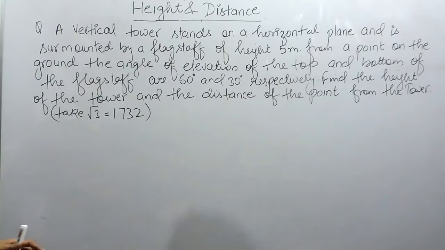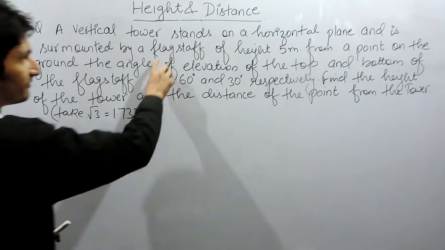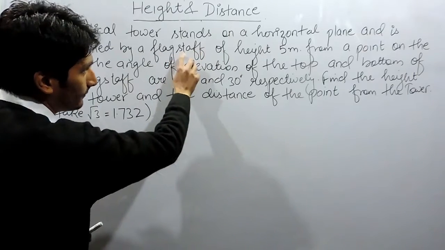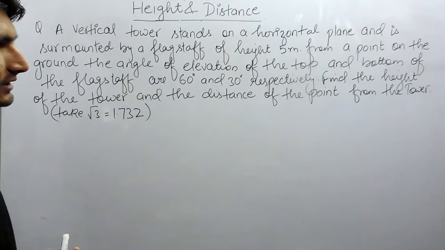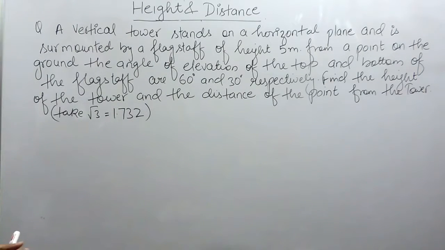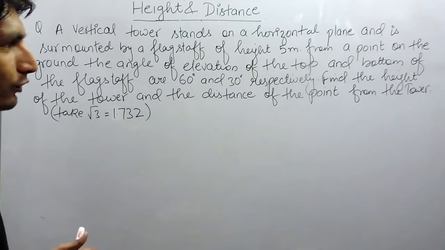In this, a vertical tower stands on a horizontal plane and is surmounted by a flagstaff. So this is important here. The flagstaff is of height 5 meters. From a point on the ground, the angles of elevation of the top and bottom of the flagstaff are 60 degrees and 30 degrees respectively. You have to find the height of the tower and the distance of the point from the tower.